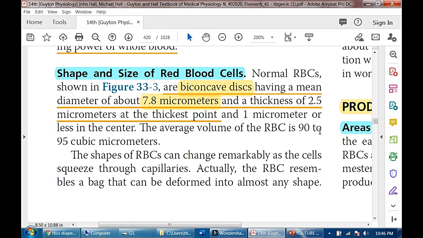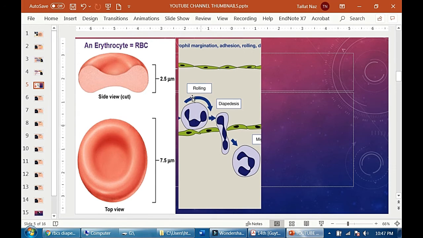This is called a biconcave disc because if you see the top of the cell, you will see a concave shape, and if you flip the cell, you always see the concave shape. So it is concave at the top, and if you flip it downward, you can also see the concave shape. So the disc shape is biconcave. That is why it is called biconcave.